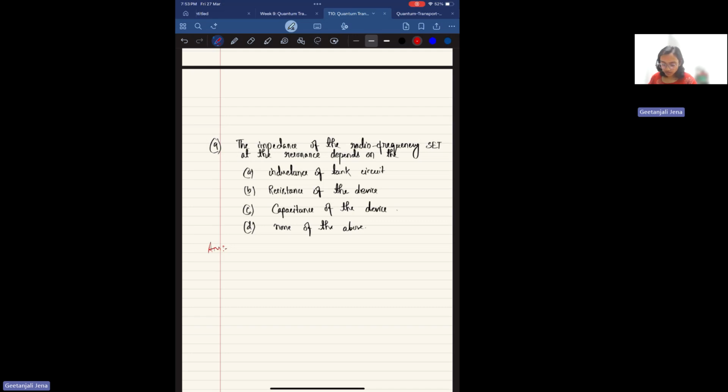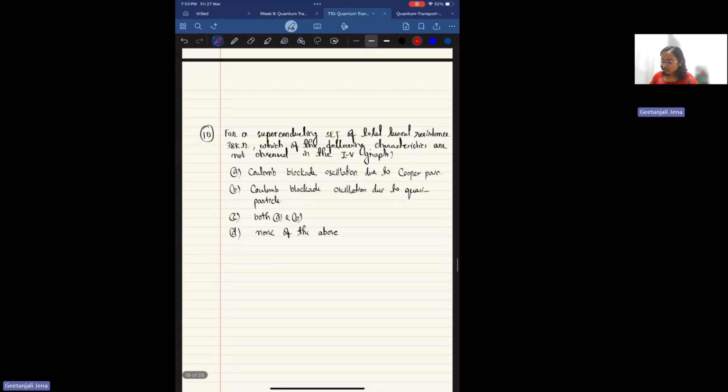If you recall the relation, Z, which is the impedance of the RF-SET at resonance, is given by L by R C. So it depends on inductance as well as resistance as well as capacitance. So the answer to this is A, B, and C. All these three are correct options.